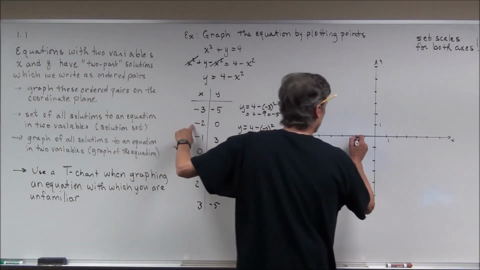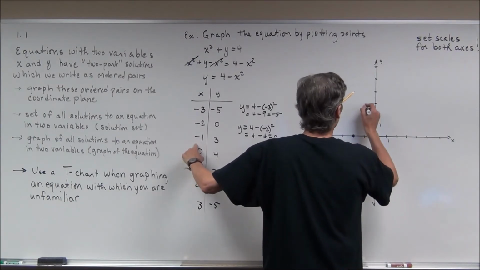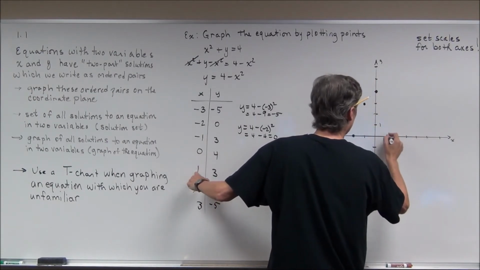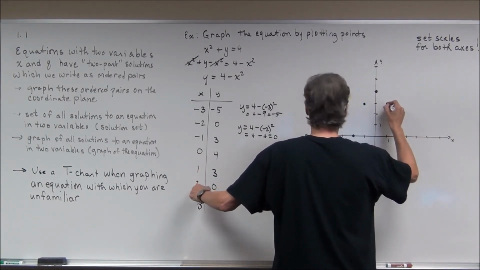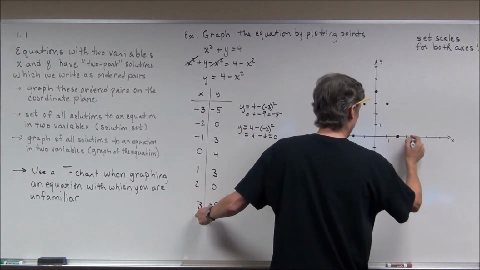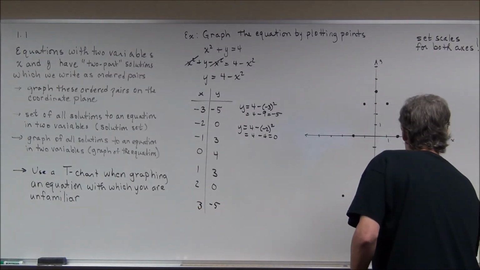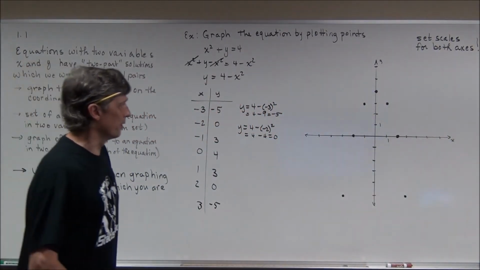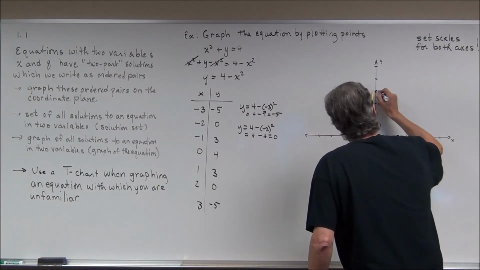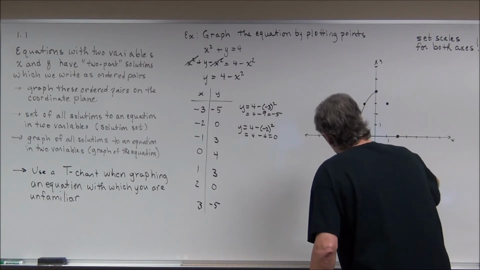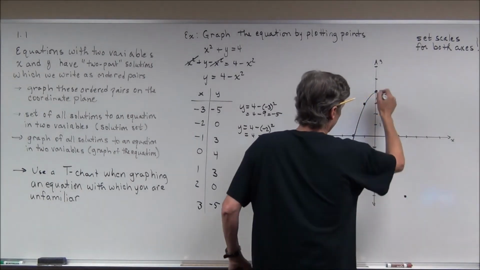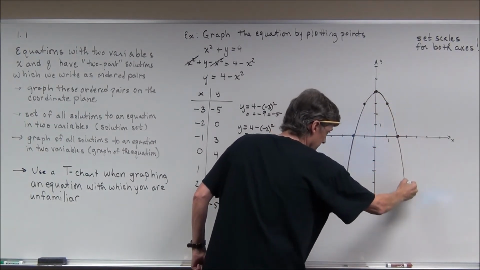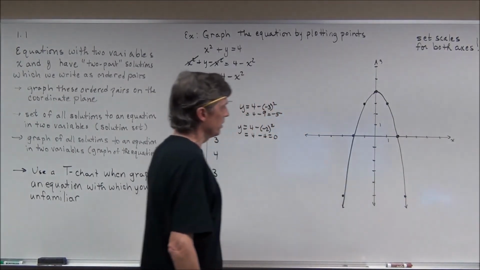-2, 0, that's right here. -1, 3 is right about here. 0, 4, right here. 1, 3 is right about here. Looks like I have some symmetry working. 2, 0, and 3, -5 to be down there. And I have kind of an upside down U shape here, a parabola. I'm going to do my best to sketch this as neatly as I can. I'm going to put the little arrow on the end, that's fine. It's going to continue going downward. Try to be neat. It's a little tougher on the whiteboard, but there it goes, that's not terrible.